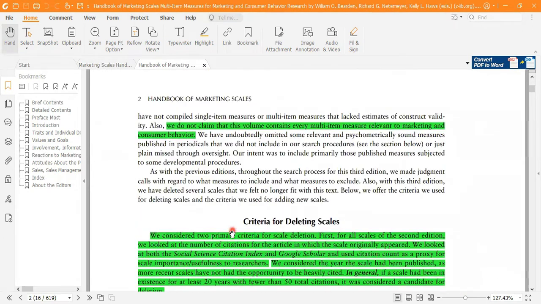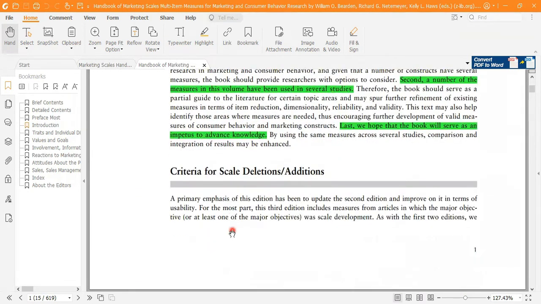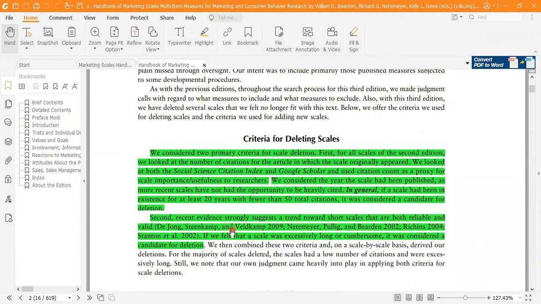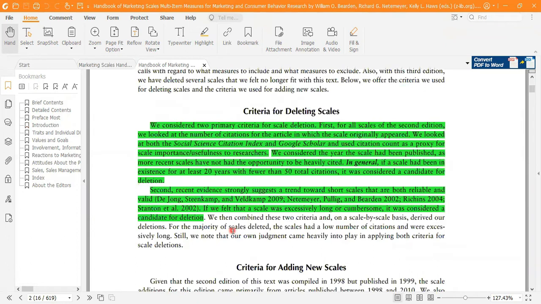And then the criteria for deletion, scale, and addition. So some of the criteria are there. The first criterion is that any scale whose citations are huge in number is considered. How do we find out their citations? The Social Science Citation Index and Google Scholar are the two major sources to find out the citations of any research journal.